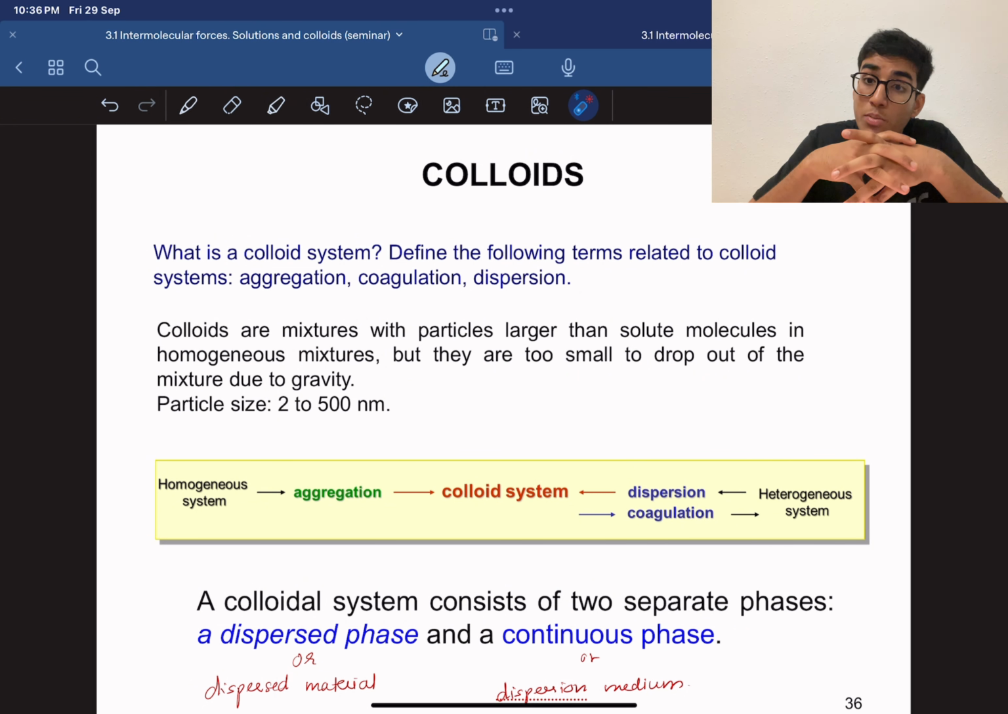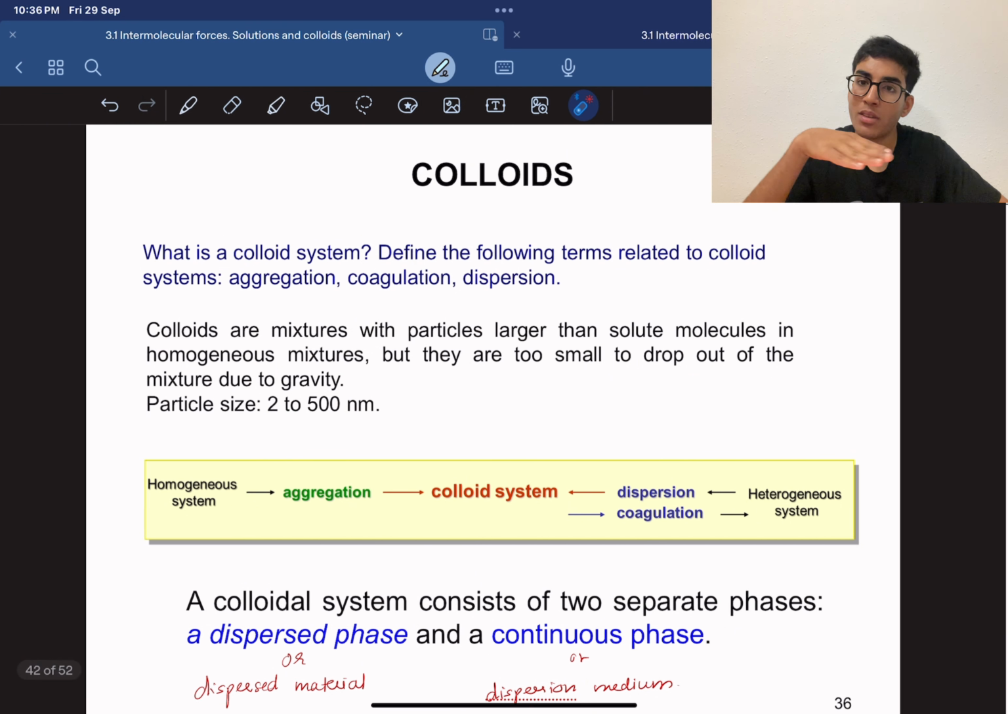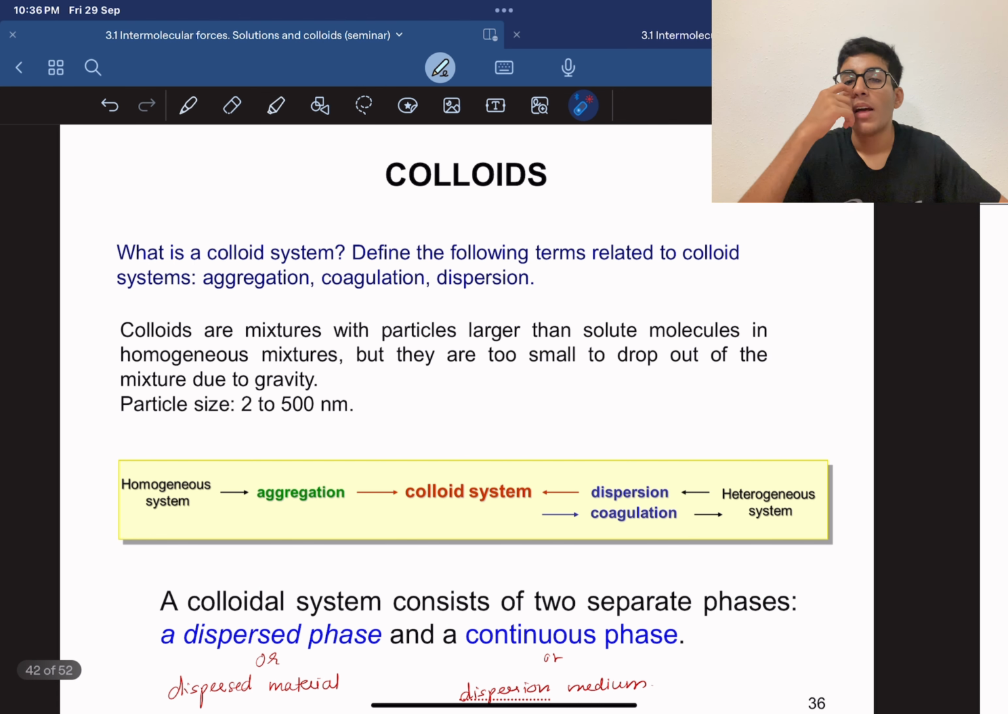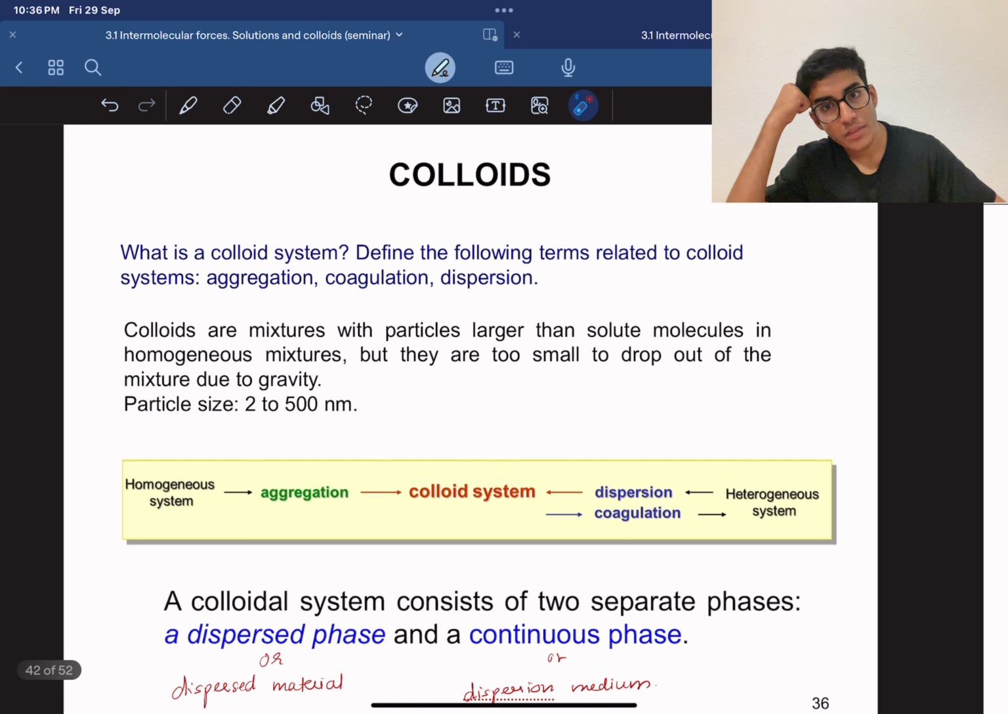Now, heterogeneous mixtures. Take water, put a bit of mud in it. Do you think you can dissolve it enough to make it seem clear? You cannot. At the end of the day, the mud particles are going to fall beneath and sediment at the bottom. And you can separate them, you can look and tell that that's a heterogeneous mixture.